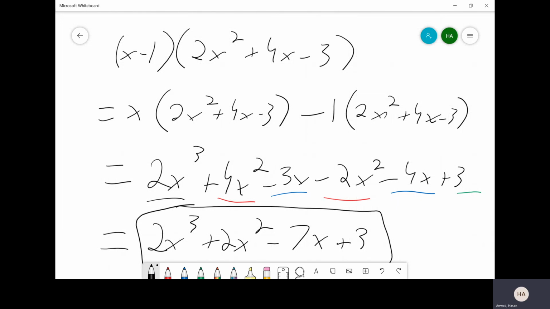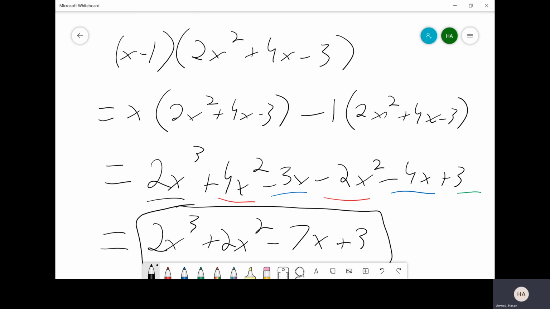Okay, so what was our process here again? Again, our process was we split the binomial into two separate distributions, right? We are distributing the x to everything, and then we're distributing the -1 to everything. And after it's all said and done, we condense it all together into our final answer, which again, 2x cubed plus 2x squared minus 7x plus 3. Okay, and that was a mouthful.